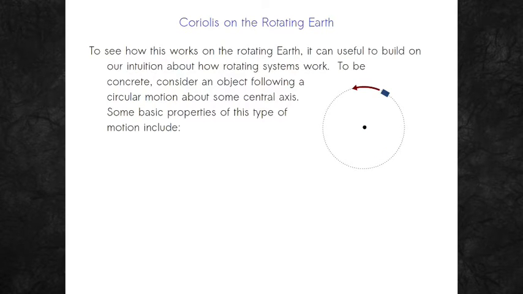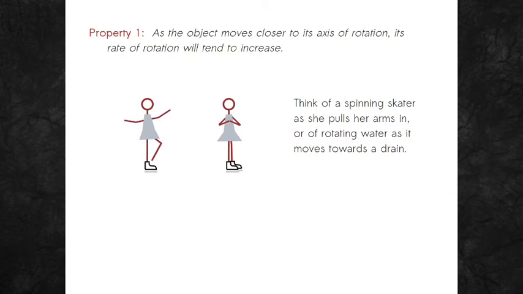And let's try to think about some properties of this rotation, things that should hopefully be familiar from stuff that you guys have seen before. So, first property. If you have some system that's rotating around an axis, then as that object moves closer to the axis of rotation, its rate of rotation will tend to increase. That is, it'll start to spin faster.